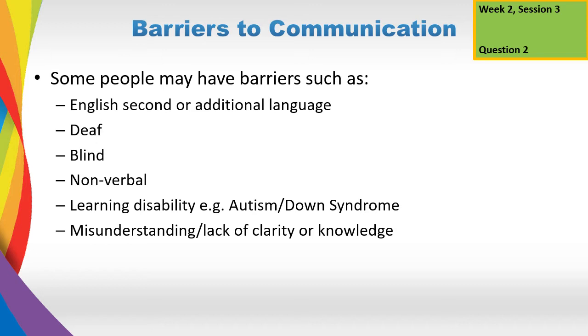The last barrier to communication here is a misunderstanding or a lack of clarity or knowledge. So not really grasping what you're saying but agreeing anyway, because that's going to be a barrier. If you're giving out some information and you're expecting somebody to do something with that information and they don't do it, it may be that they misunderstood what you meant in the first place. So we've got to be clear, got to give clarity.